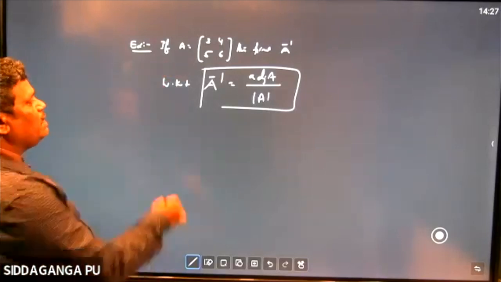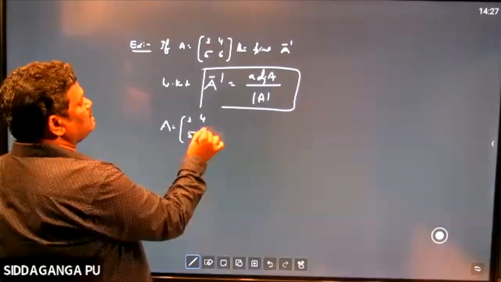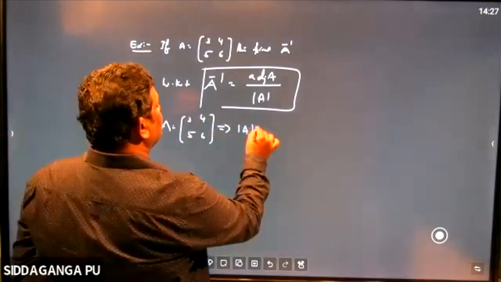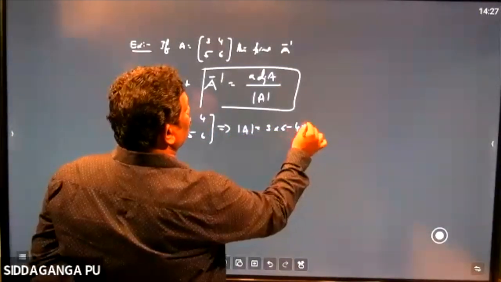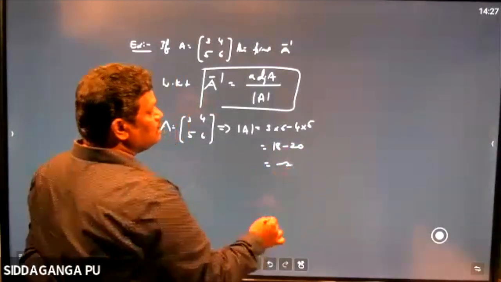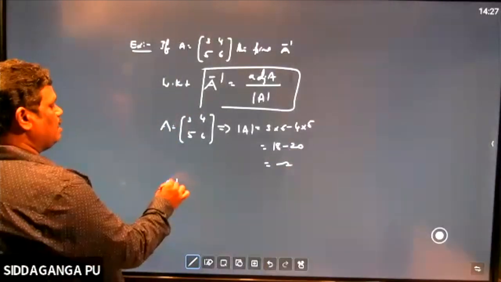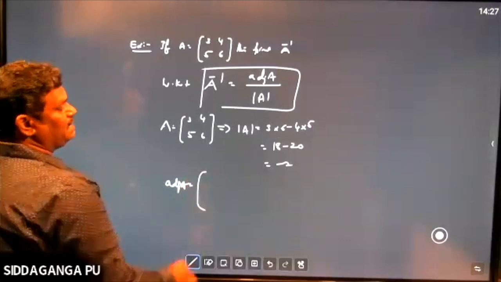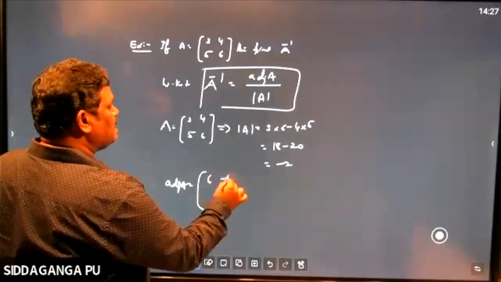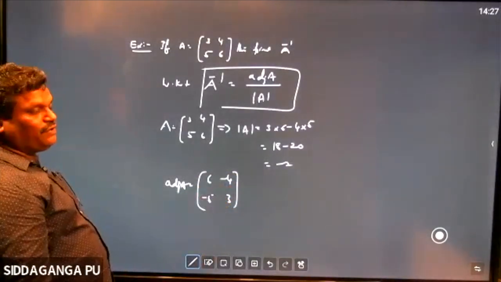Now, the given matrix is A equal to [3, 4; 5, 6]. Now we can write det A equal to 3 into 6 minus 4 into 5. That value is equal to 18 minus 20, which is equal to minus 2. That is the determinant. Now we can write the adjoint of A, the adjoint of a 2 by 2 matrix. As I told, we interchange the principal diagonal and change the sign of the non-principal diagonal: [6, minus 4; minus 5, 3].